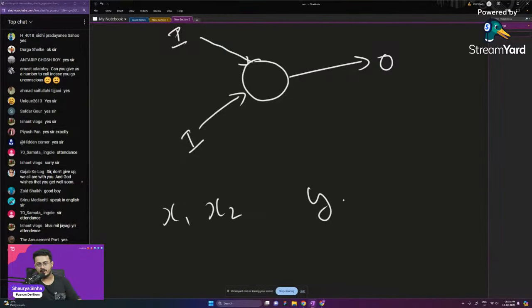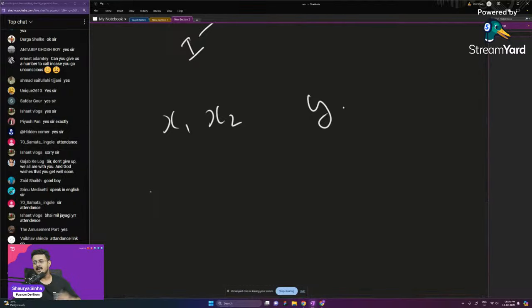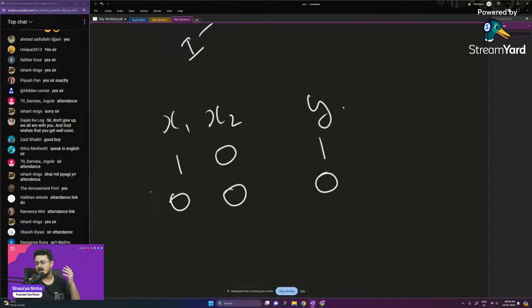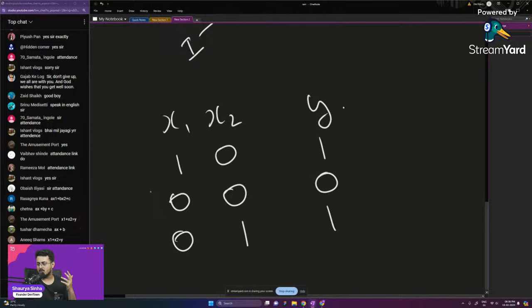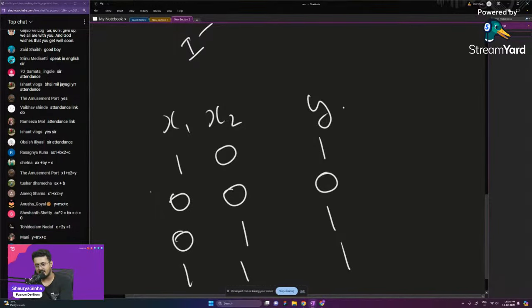Linear equation for two variables, what is it? Can somebody let me know? Let's assume I'm having some data. x1 is 1, x2 is 0, y is 1. x1 is 0, x2 is 0, y is 0. We are having this is 0, this is 1, this is 1. This is 1, this is 1, this is 1. This is the data that we are having right now.